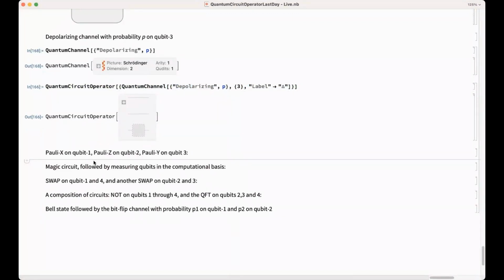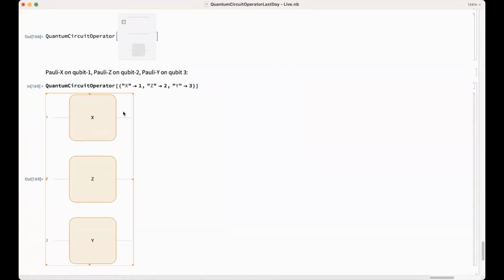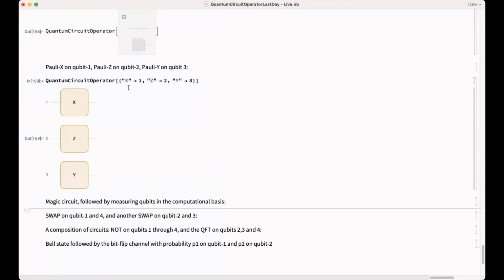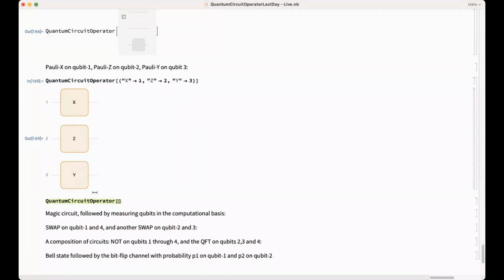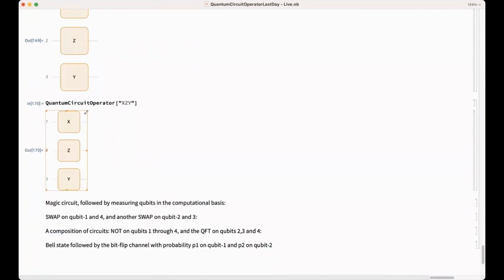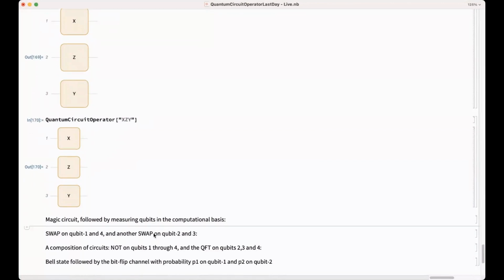Okay, next one, we have a collection of x on 1, z on 2, and y on 3. Remember, in our framework there are many different ways, but this is the way we most of the time discuss it. But since in the literature people also use a Pauli string as a gate, Nick also showed that you can just give a string as input for your quantum circuit operator: X, Z, and Y. So we understand it in that particular order. Pauli strings are very common.